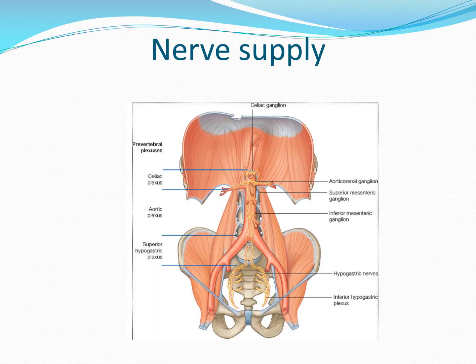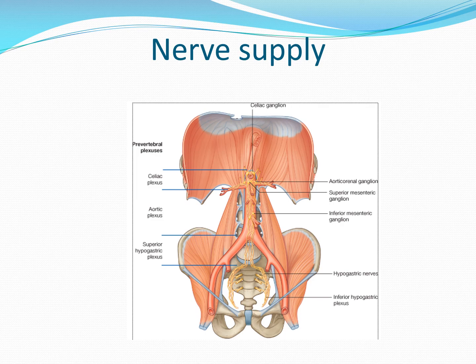Nerve supply. Mainly the vagus nerve, which is parasympathetic, and the splanchnic sympathetic nerves supply the pancreas through the plexus around the artery. Sympathetic nerves are vasomotor. Parasympathetic nerves control the pancreatic secretion.